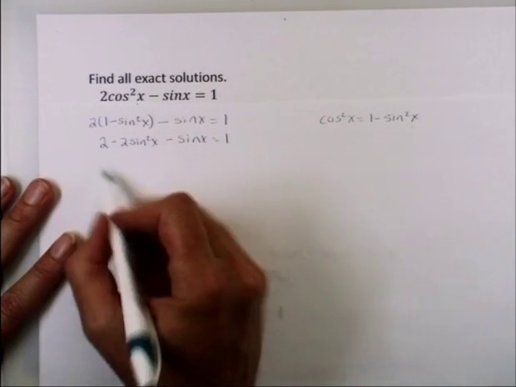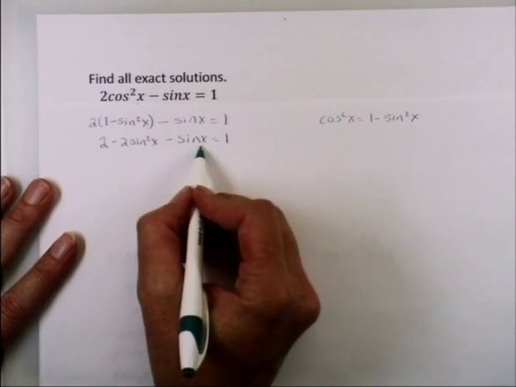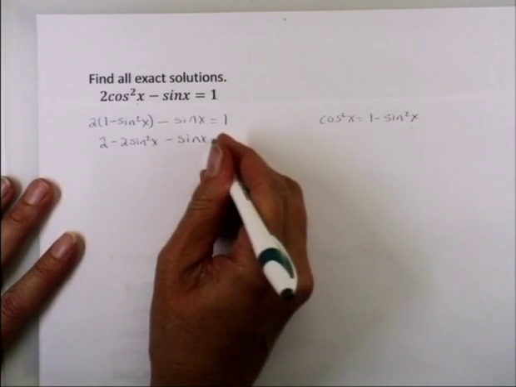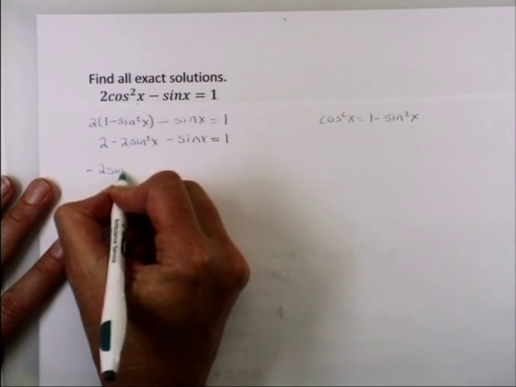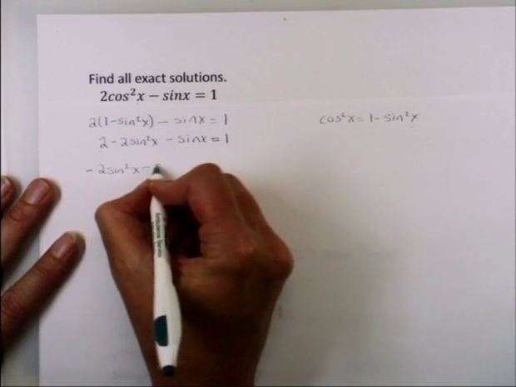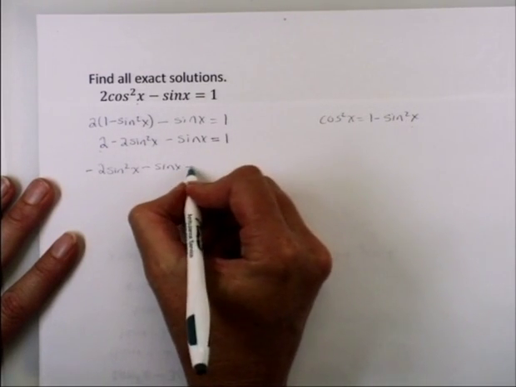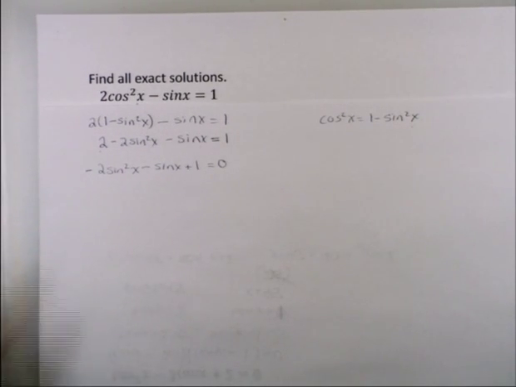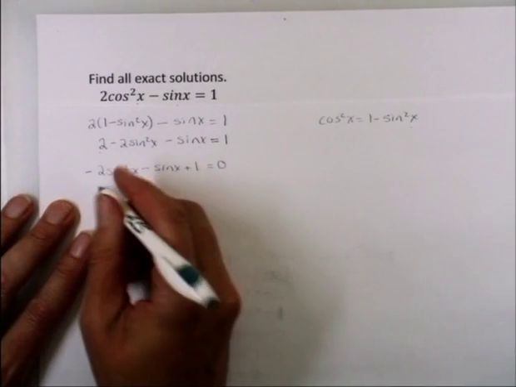Okay, now I'm going to set this equal to 0 because I do see this descending power of sine, so I'm thinking I'm going to be able to factor this. So I'm going to subtract off the 1 and then combine like terms. So I have negative 2 sine squared of x minus sine of x plus 1 equals 0. Okay. Now I want to factor.